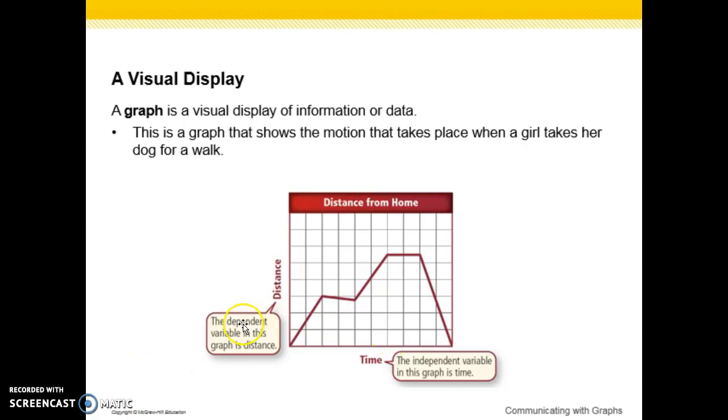Drawing a line from distance, create your own box in your notes. Write down the dependent variable in this graph is distance because it's what we're measuring. And at the bottom of time, draw a little arrow, make your own little bubble box. The independent variable in this graph is time. It's what we're changing or what we're testing.